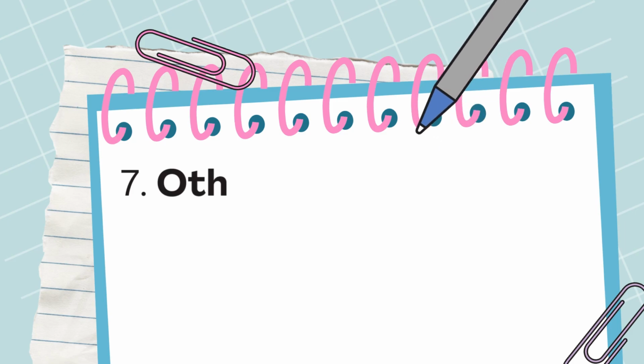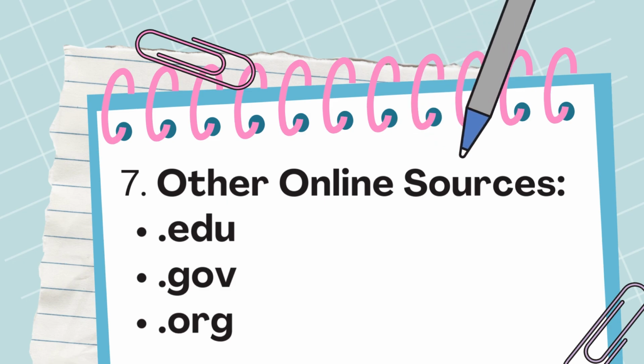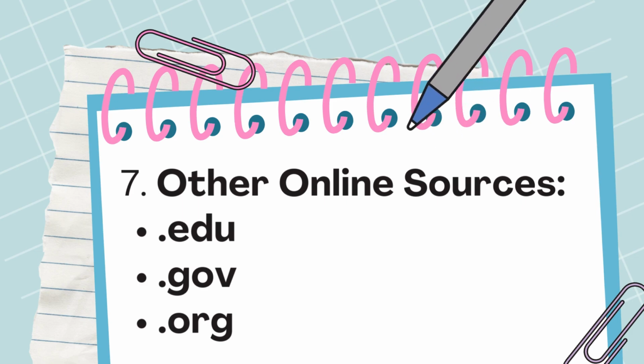And finally, other online sources. You can use websites that end in .edu, .gov, or .org. You can use news sources with first-hand reporting, research-oriented magazines, and so on.